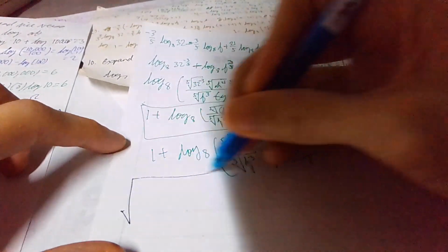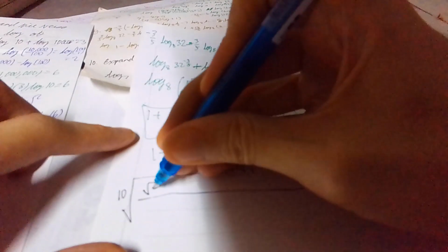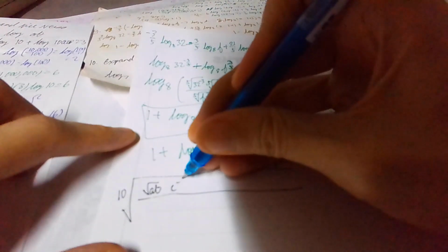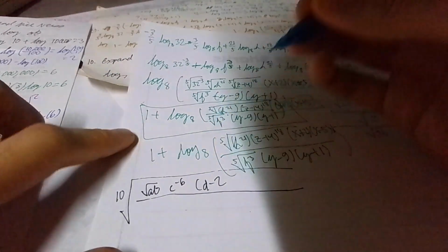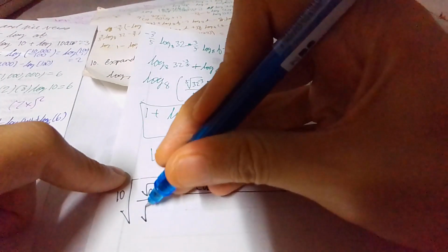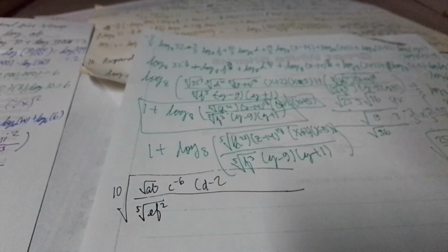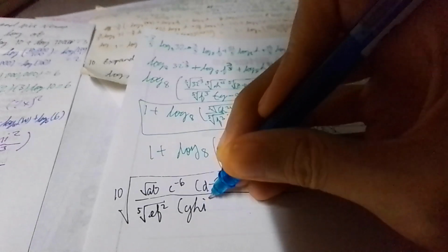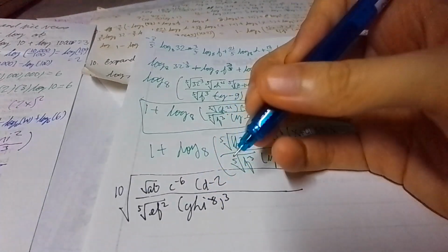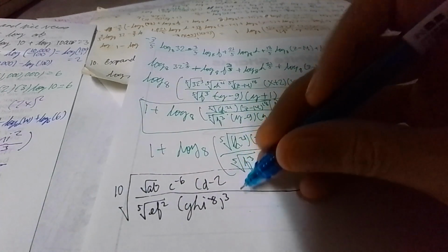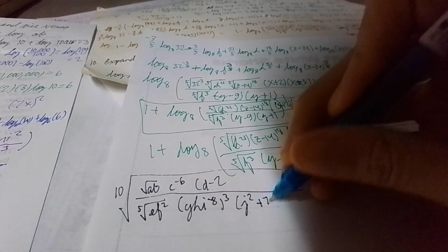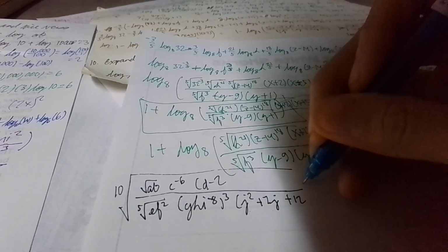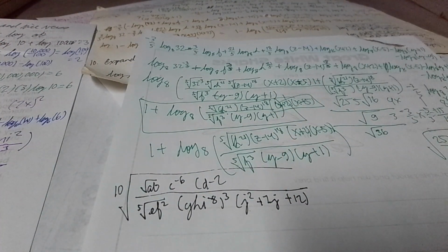So let's rewrite this equation first. Remember, this is the 10th root. Ito yung malaki na yan. 10th root of, ano yun? The square root of AB, C raised to the negative 6, D minus 2. Di ba? And then sa baba, we have the 5th root of EF squared. And then we have GHI raised to the negative 8, then it's being raised to the cube. And then we have J squared plus 7J plus 12. Di ba? Ang hirap na yan. Pero let's see what we can do.